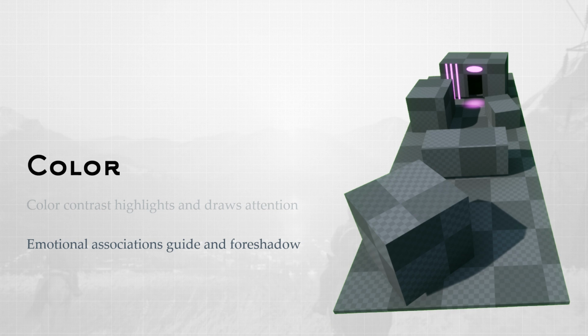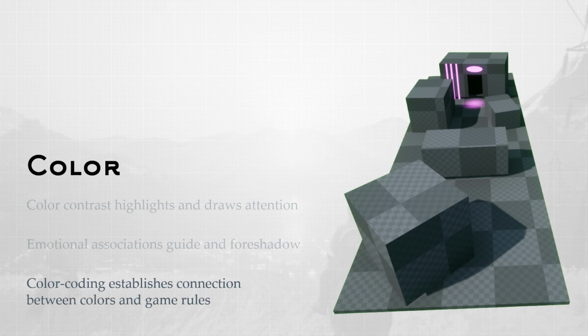Also, we have emotional associations with different colors. Just think about red, the color of blood and fire, that is usually used to communicate danger. And you can use these associations to guide the player, and also for foreshadowing. So if you think about a path that splits up into two different paths, where from one path you can see very cold light blue lighting, and from the other one it's more of an orange warm lighting, you can actually give the player an idea of where these paths might lead just through the use of color.